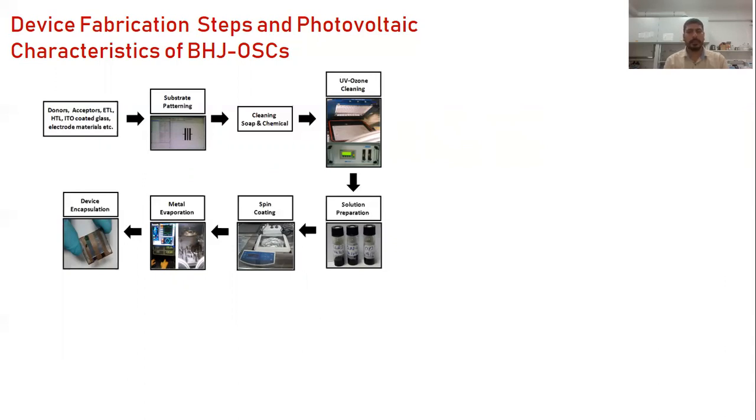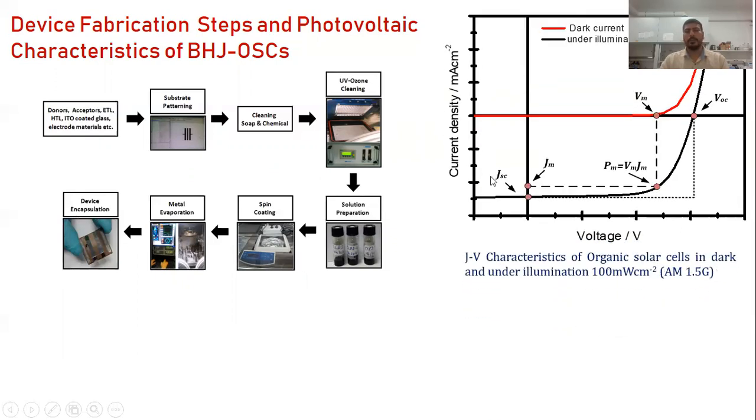Then we will prepare our solution with the help of a spin coater. We can spin cast our active layer or different layers on the ITO substrate. Then we need a thermal evaporator system for the metal evaporation, and finally we can encapsulate our device for the characterization. And then we go for a characterization.